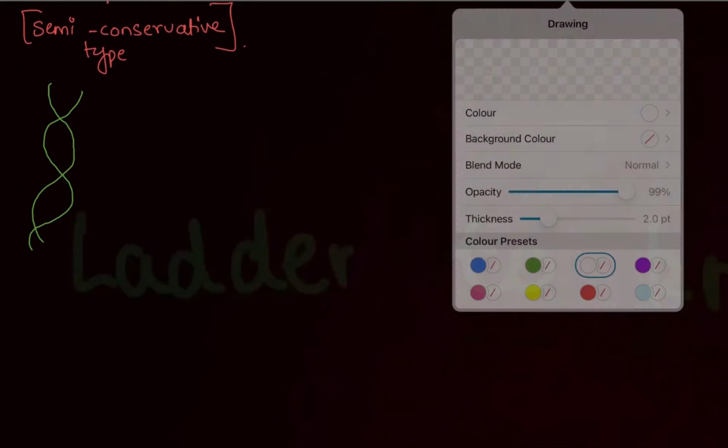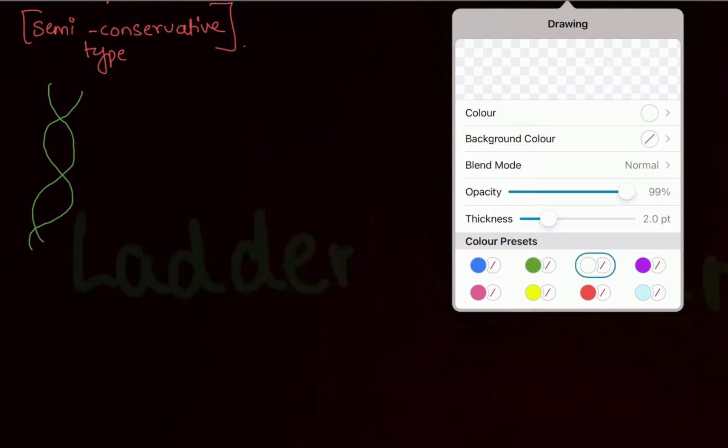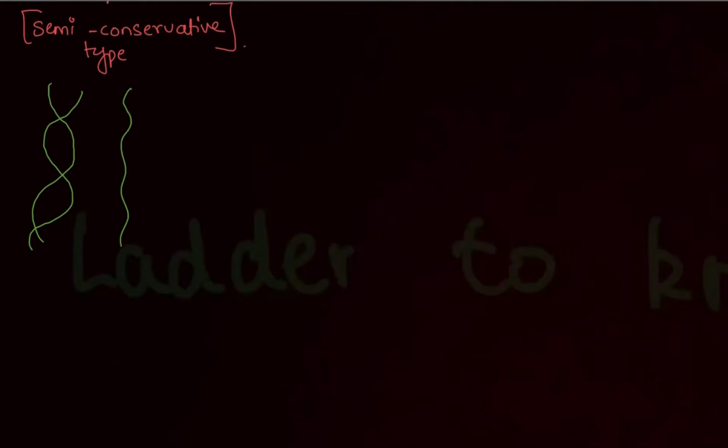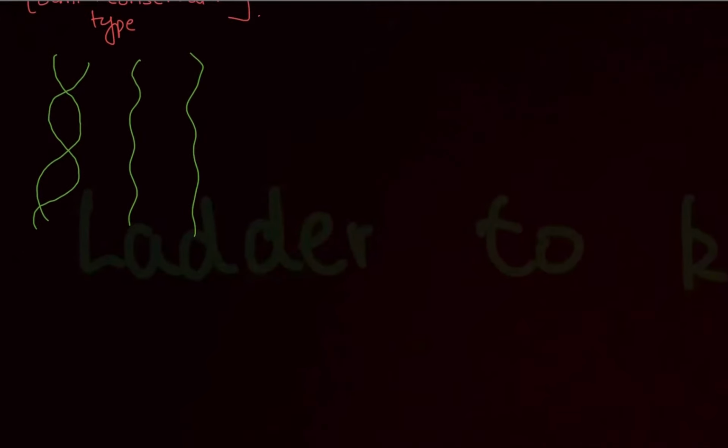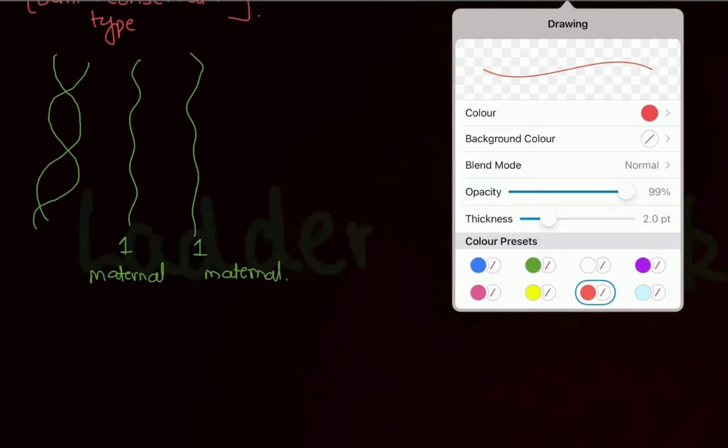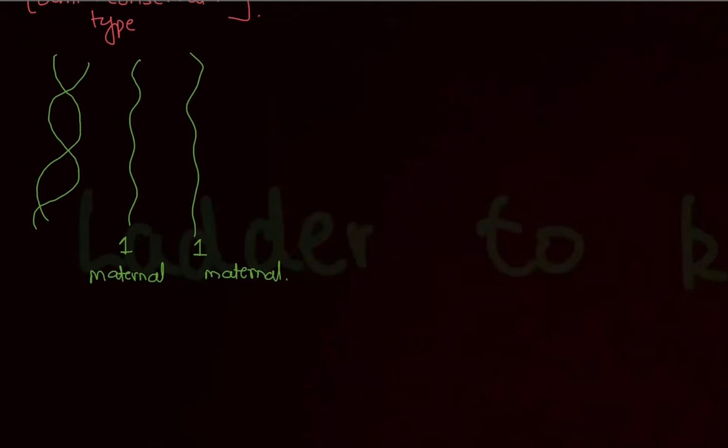Now, there will come an enzyme, DNA helicase, and it will separate these 2 strands from each other. So this becomes one parent strand and this becomes another parent strand. Parent strand, we take it in terms of maternal strand. Okay, so we call it one maternal strand and this is another maternal strand. Then will come one more enzyme, that is DNA polymerase.